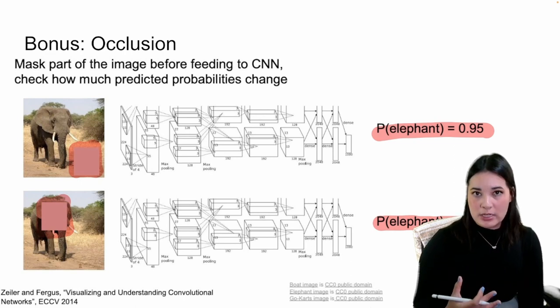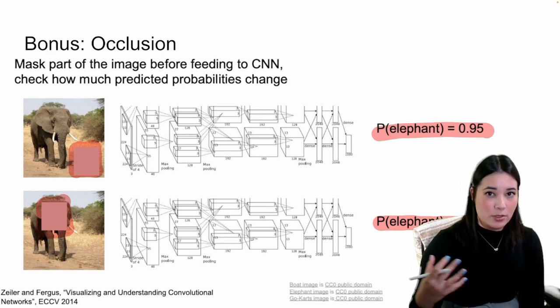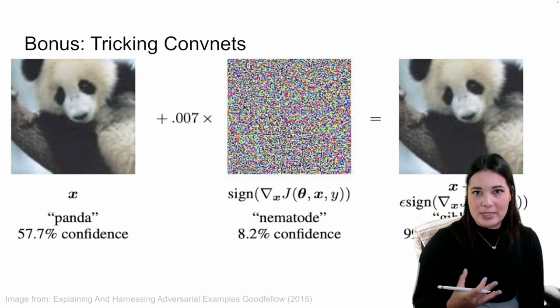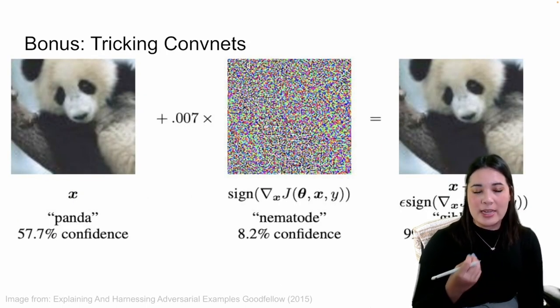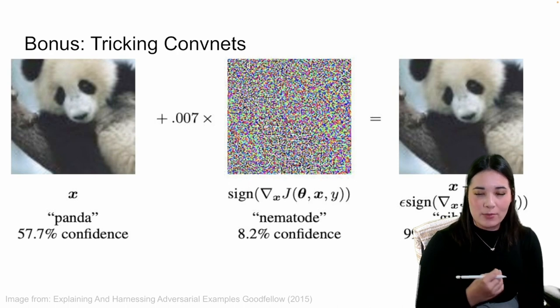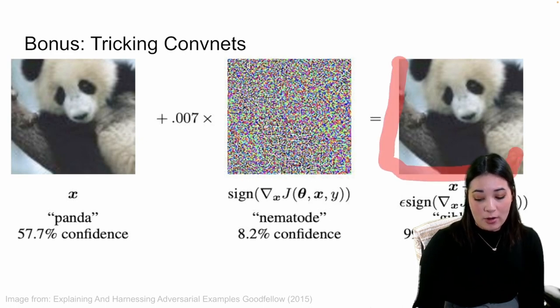Thus, occlusion can help us learn what the model is using in order to make its prediction. Another interesting bonus idea when it comes to ConvNets is the idea of adversarial examples. Adversarial examples basically mean we are tricking a convolutional neural network into making a wildly different prediction, even though the image that we're using to trick it to our eye looks exactly the same as the original.